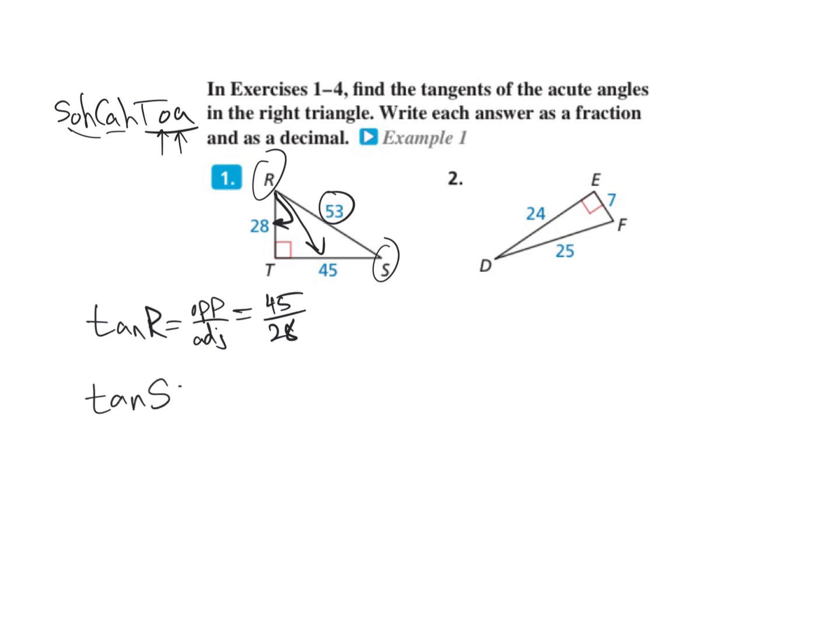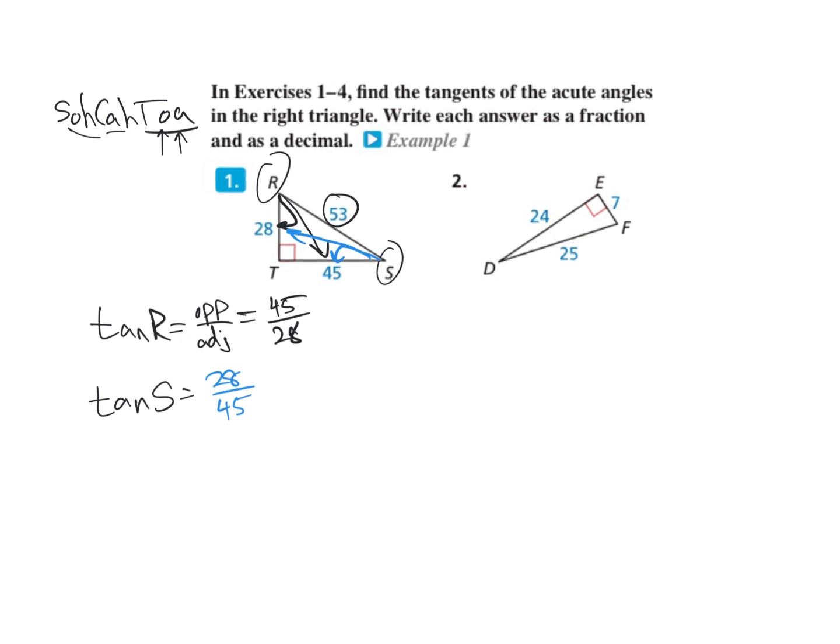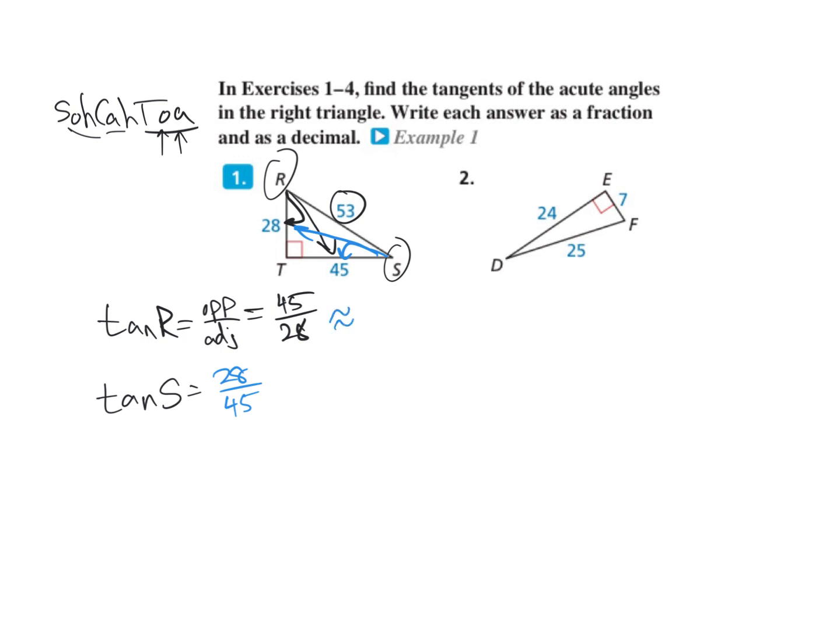And the tangent of S, again, is the opposite leg. We'll do this one in blue. Opposite S, opposite leg is 28, and the adjacent leg is 45. And then use your calculator, take 45, divide by 28, and that is approximately 1.6. We want to write each answer as a fraction and as a decimal. It doesn't say how far to go, so let's go out 4 places, please. 1.6071. And then the tangent of S, 28 divided by 45, is going to be 0.6222 repeating.